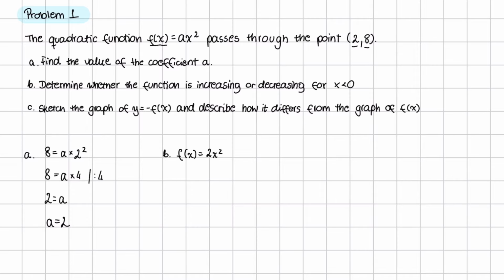And then you can find the minimum point, and you can observe that our minimum point is at x 0 and y 0. So for x's smaller than 0, you can observe that our function is decreasing. So we can write decreasing.